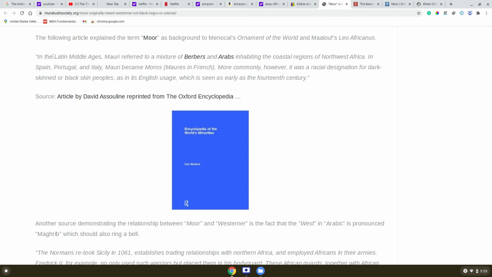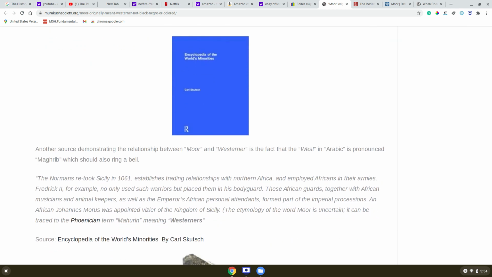Let me see. In the Latin Middle Ages, Mauri referred to a mixture of Berbers and Arabs inhabiting the coastal regions of northwest Africa. In Spain, Portugal, and Italy, Mauri became Moros, Maures in French. More commonly, however, it was the racial designation for dark skin or black peoples as in its English usage, which is seen as early as the 14th century. So we see some more ambiguity going on here, some more confusion. Par for the course in Babylon, correct?